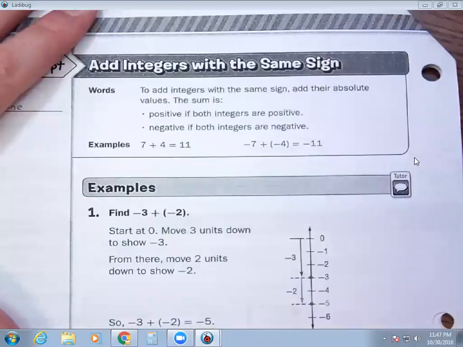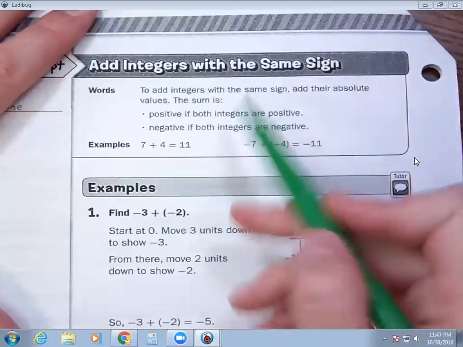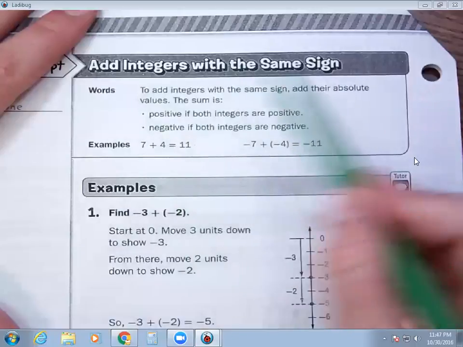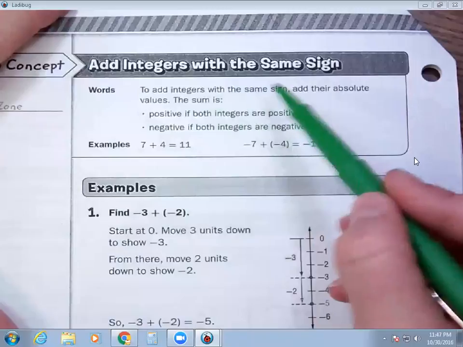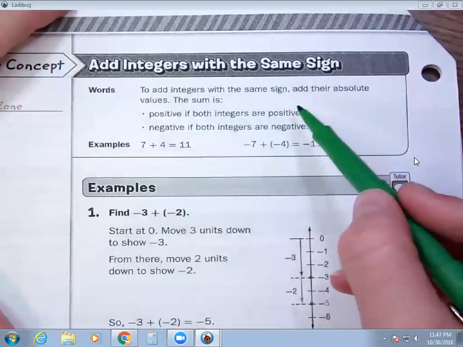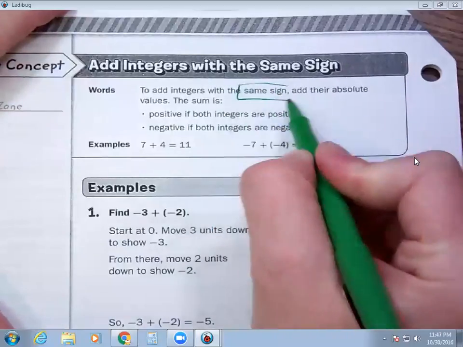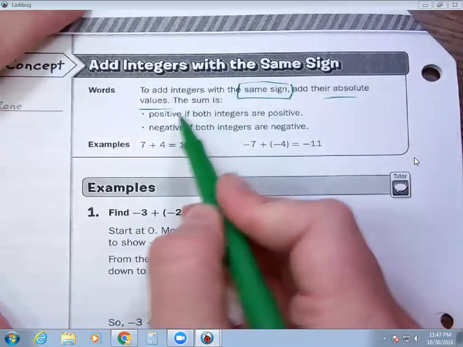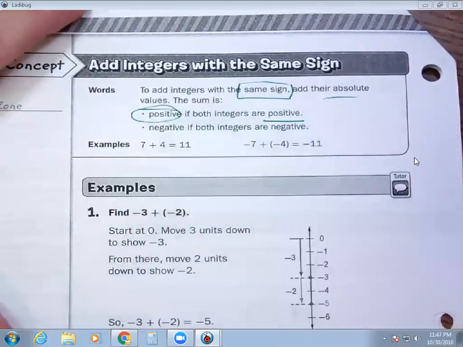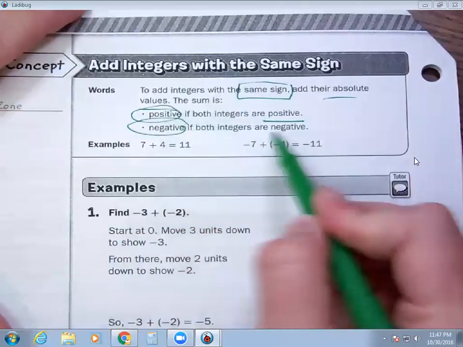Take it out and turn it to the part that says adding integers, because this is our first rule. We talked about it last time in our inquiry lab. You guys worked it out. When these signs are the same, you just go ahead and add their absolute values. And if they're both positive, the answer is positive. If they're both negative, your answer is negative.